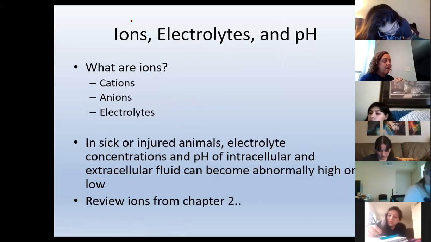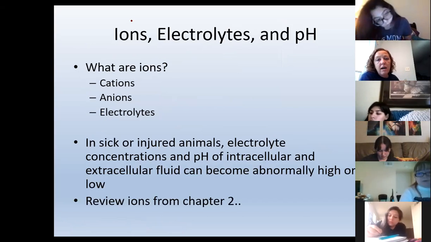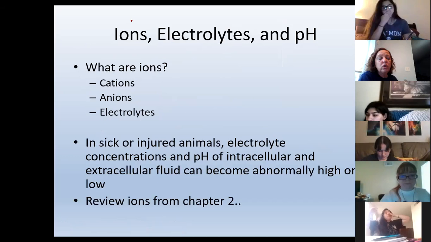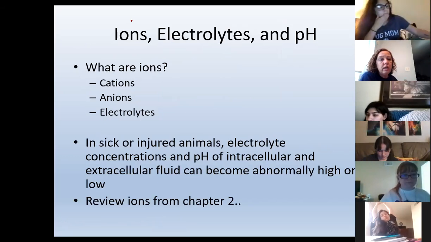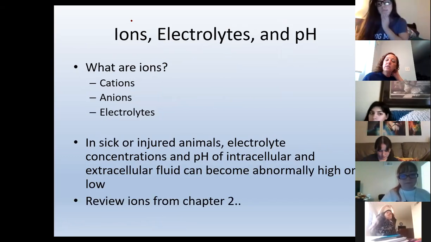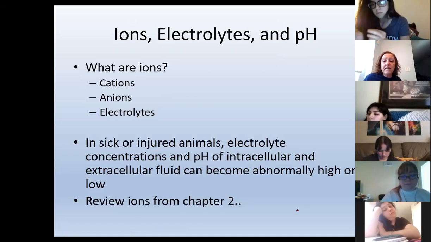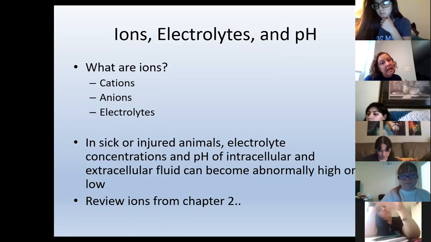This is other stuff that we have in and out of the cell. We have the ions. Remember ions, we've gained or lost an electron. We now have a charge. Some of our electrolytes would be examples of sodium, chloride, potassium. If they have a positive charge, they're known as a cation. If they have a negative charge, they're known as an anion, or cation and anion if you're Canadian.